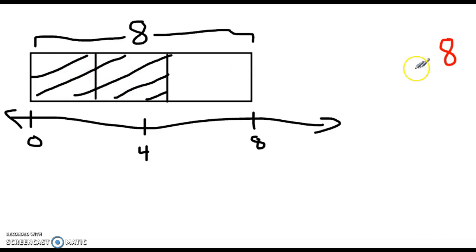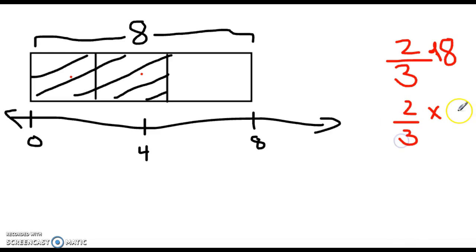Well, I've split the bar into 3 pieces, so I've got thirds. And then how many are shaded? Well, 1, 2, there's 2 parts. So I am really finding 2/3 of 8. And we know that of is just another way that we can say multiply. So I'm really taking 2/3 times 8.